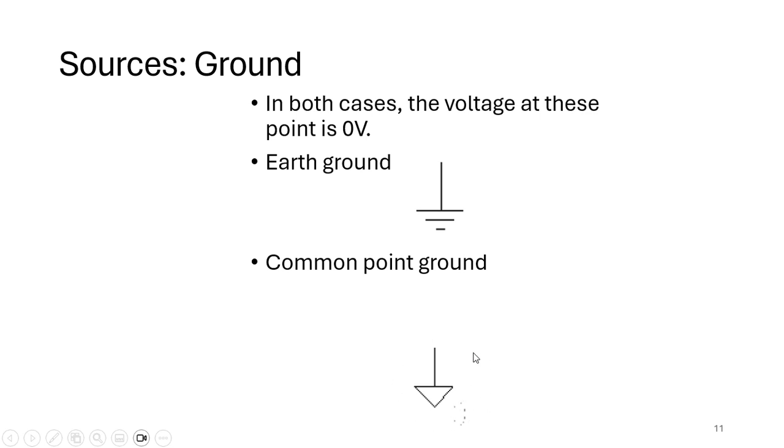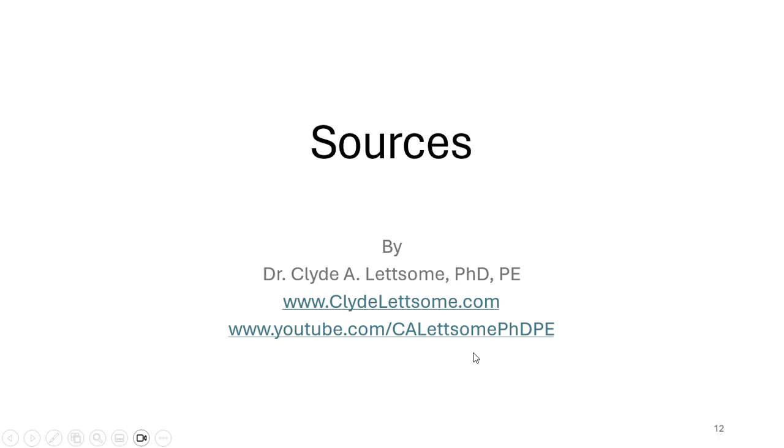Okay. All right. So that covers sources. It covers your DC voltage source, your DC current source, and these are your ideal DC current source and voltage sources. We covered battery, and we also covered ground.